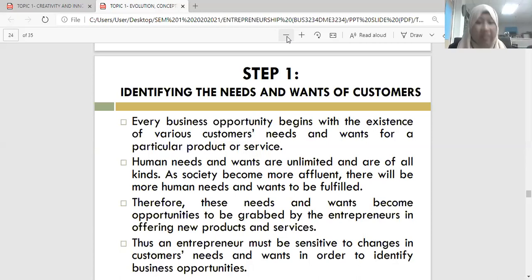And all of the kinds. As society becomes more affluent, there will be more human needs and wants to be fulfilled. Especially when it comes to basic human needs, we have food, drinks, shelter, and also clothes. So human beings want more and more, they keep on demanding. And therefore these needs and wants become opportunities to be grabbed by entrepreneurs in offering new products and services.